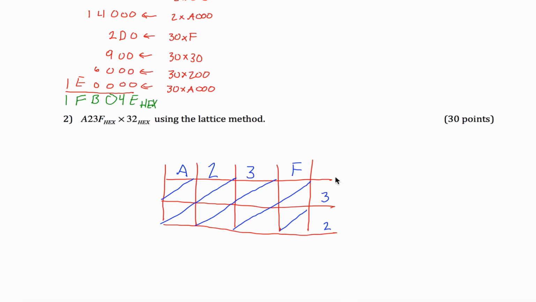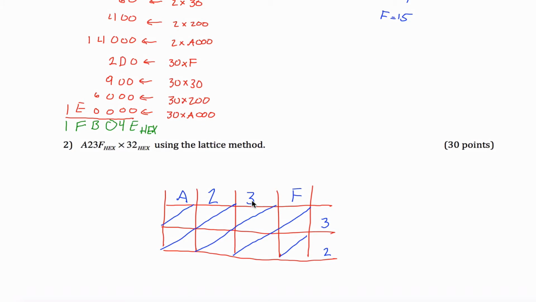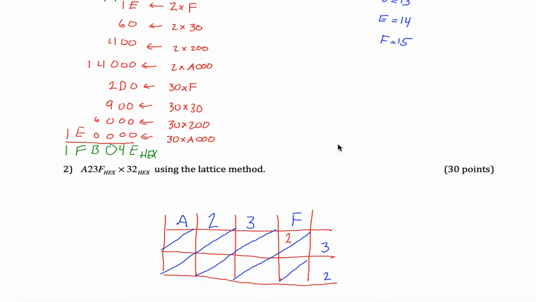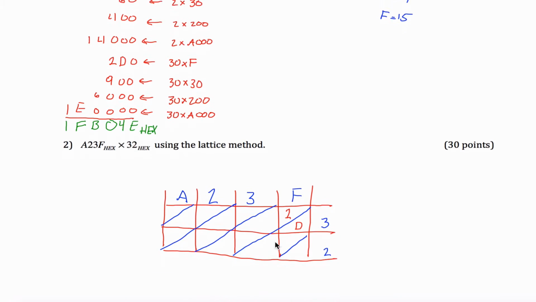F times 3, well, as we have from above, F represents 15. 15 times 3 is 45. 45 in base 16 is 2 groups of 16. That's 32 of the 45. So that leaves me with 13 down here. I don't care whether you write 13 or D here. Doesn't matter to me. If you want to write a 13 here, that's fine too.